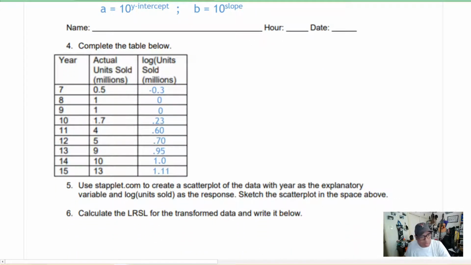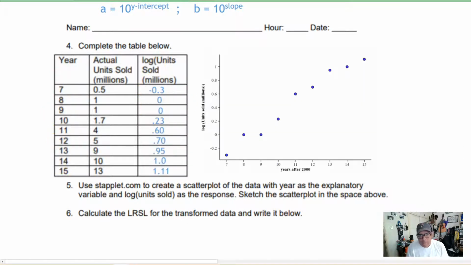Use Statplet.com to create a scatter plot using the year versus the transformed data. The transformed data here is a logarithm of all of the units sold, or the logarithm of all of the response variables. Here's that data, and look at that. It looks pretty linear, doesn't it? So if you notice an exponential pattern, what you need to do is just take a log of all of the response variables, and it's going to straighten that right up.